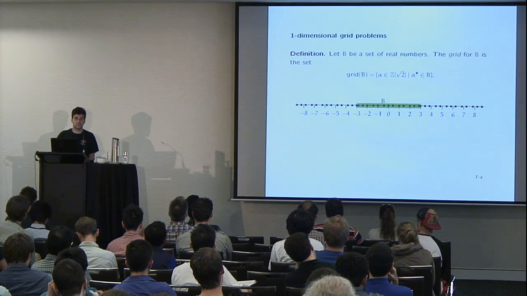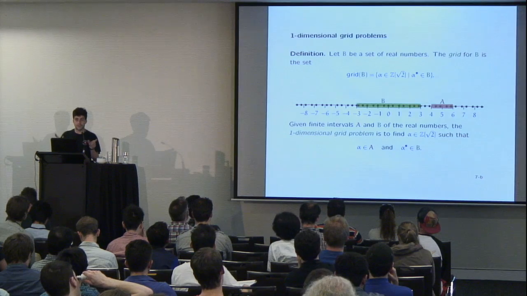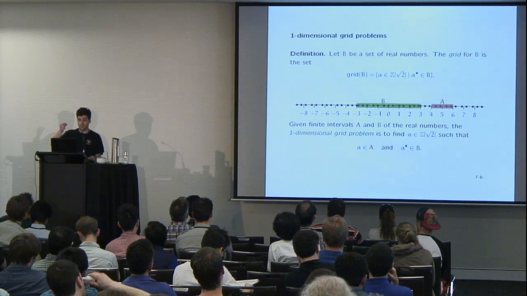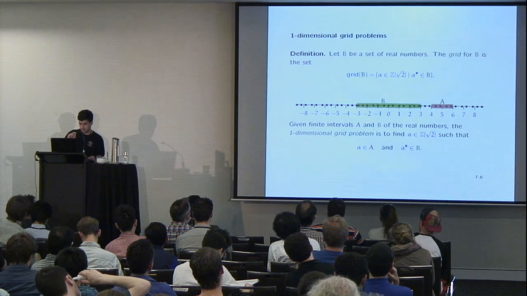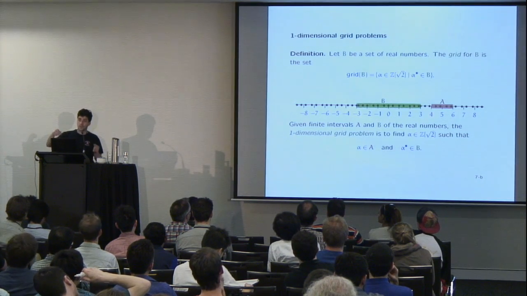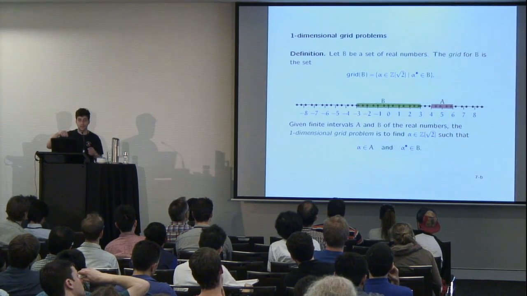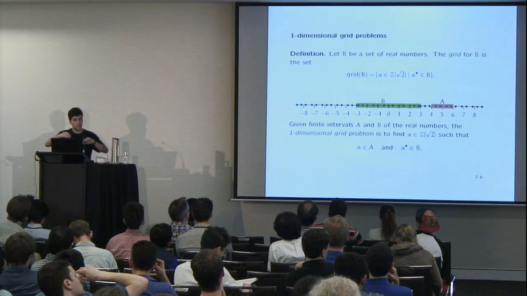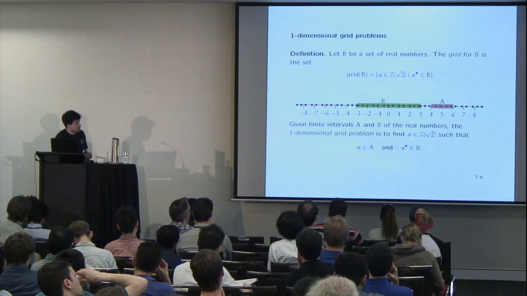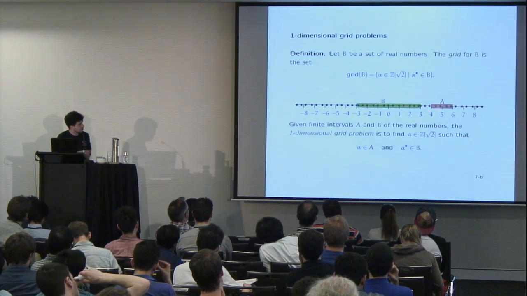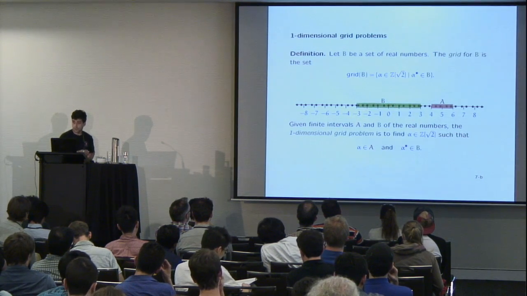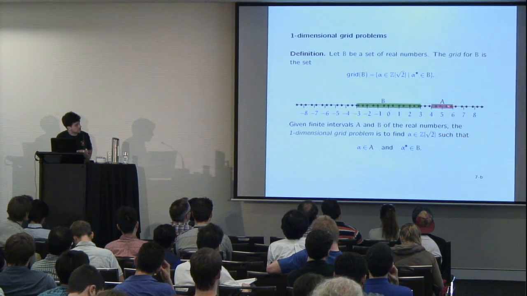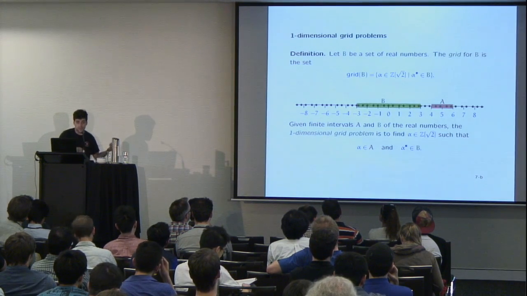Now, here's what we call a one-dimensional grid problem. Say you have two finite intervals on the real line, A and B. The one-dimensional grid problem is to find the elements of Z root 2 that belong to A and whose bullet belongs to B. So essentially, you're looking for the elements of Z root 2 that lie at the intersection of A and the grid for B. If you look at this particular one-dimensional grid problem, you have your interval A here and your interval B here, and the black dots represent the grid for B. The solutions are the black dots that lie inside this interval A. So in this case, there are 4 solutions.